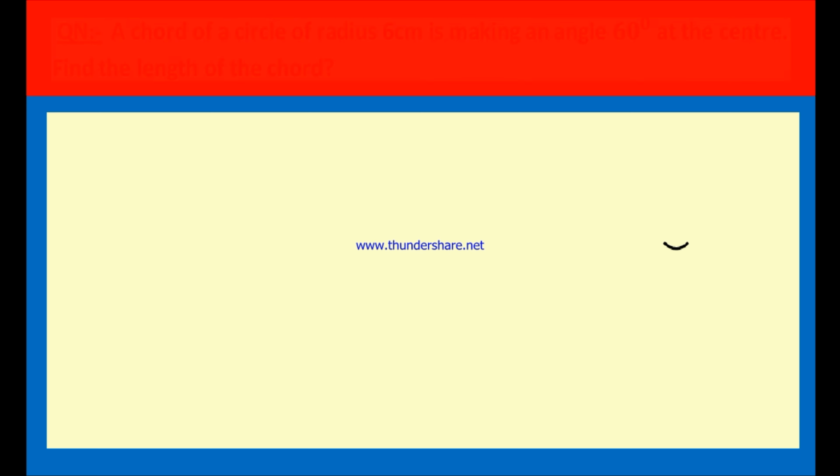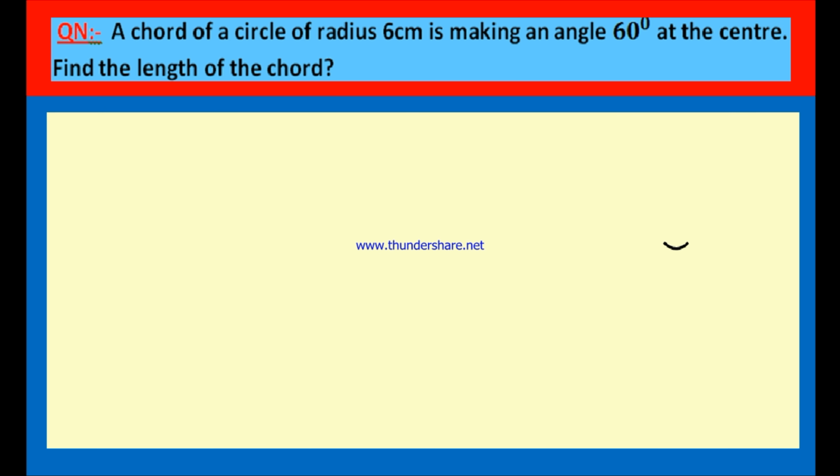Another question now. A chord of a circle of radius 6 centimeters is making an angle 60 degrees at the center. Then find the length of the chord. I shall repeat. A chord of a circle of radius 6 centimeters is making an angle 60 degrees at the center of the circle. Then find the length of the chord. This question appeared in June 2018.